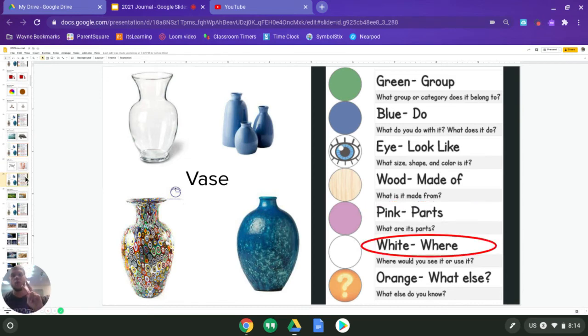All right, guys, we have 2 more. Good working so far. Let's keep it up for 2 more prompts here. So white is where. Where would we see or use a vase? So we've talked about some vases being in history. Some of them used to be painted and showing what used to happen in the past. Where do we see things that happened in our history? Where could we go to see things that happened in our past? Where else could we see a vase? Do you have a vase at home? Where is it located? What do you put on it? Where do you see it at? Think about those questions as you answer.